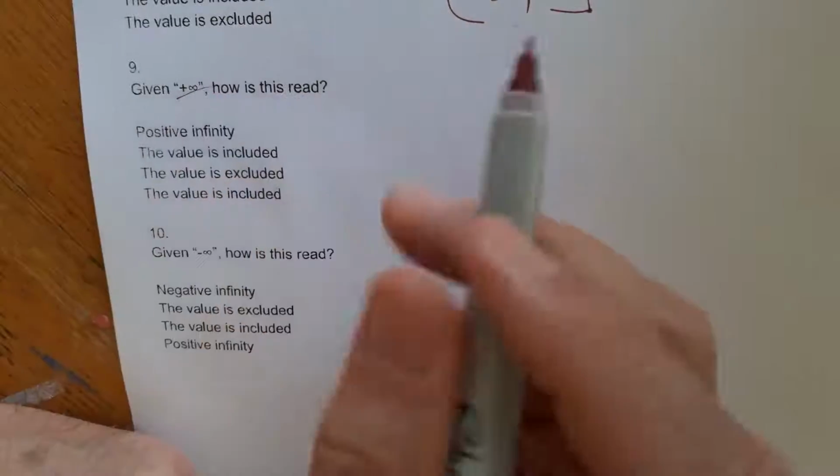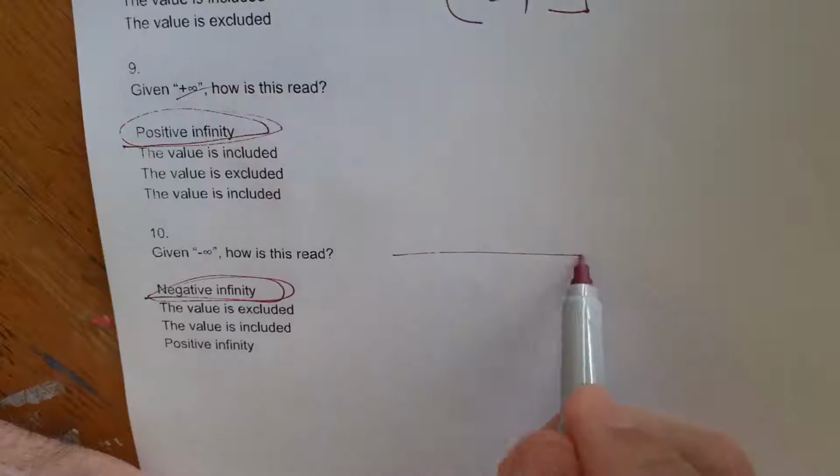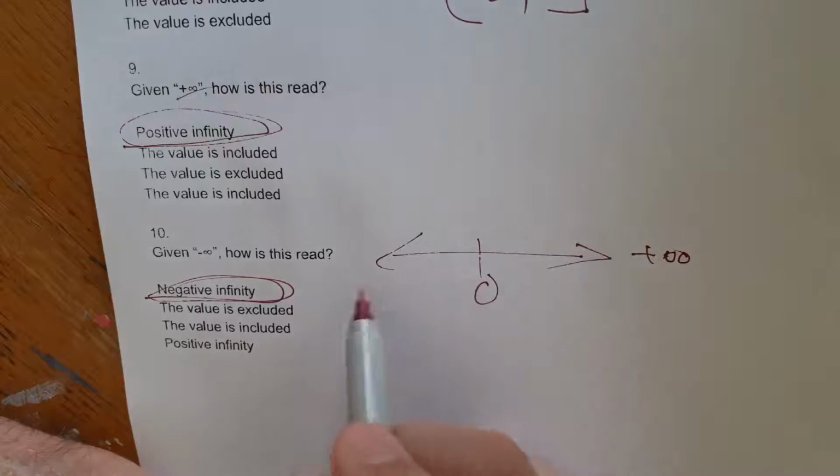All right, how's this read? Positive infinity. How's this read? Negative infinity. If there is one, there is the other. There's a 0. Off to the right's positive infinity. Off to the left's negative infinity. Well, easy cake.